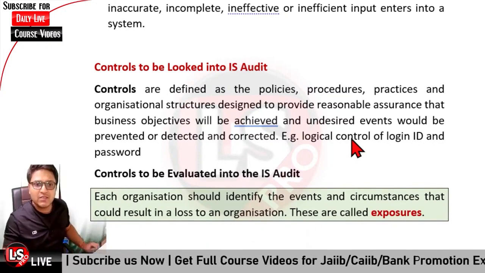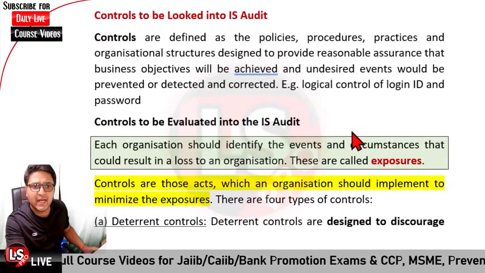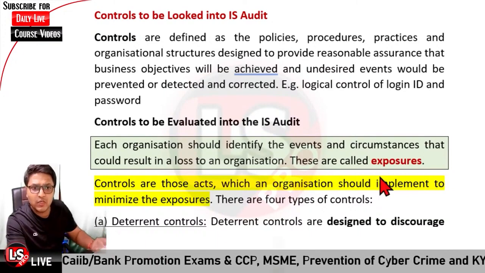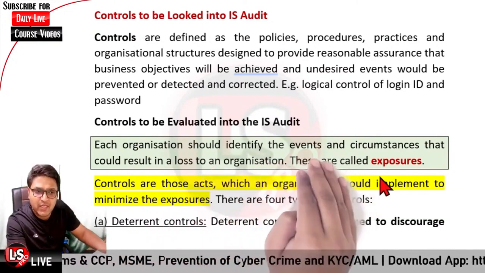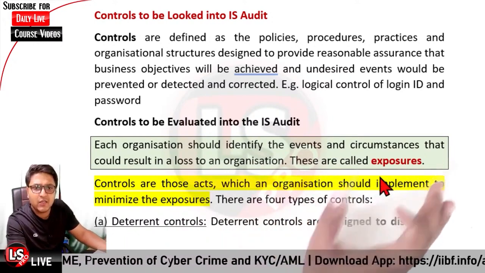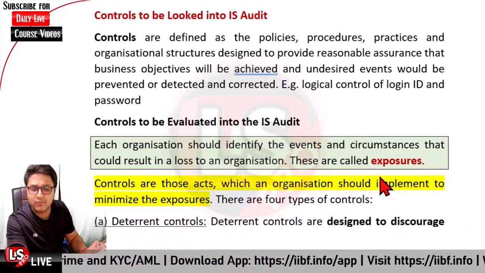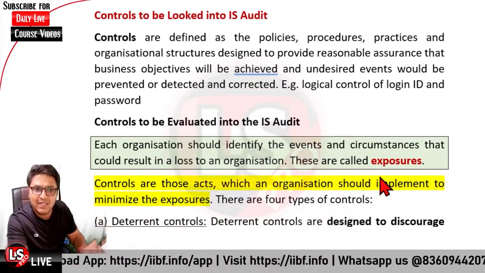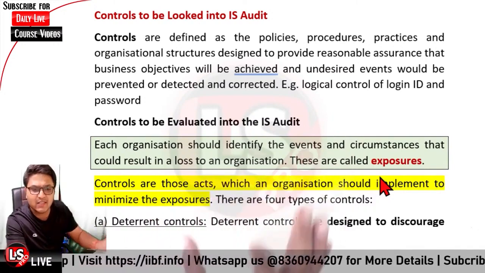So controls are to be evaluated in IS audit, and then it is regarding the exposures. Look at the definition of exposure. Each organization should identify the events and circumstances that could result in a loss to the organization. Any event which could result in loss to the organization is to be identified by the organization. That is our simple goal.